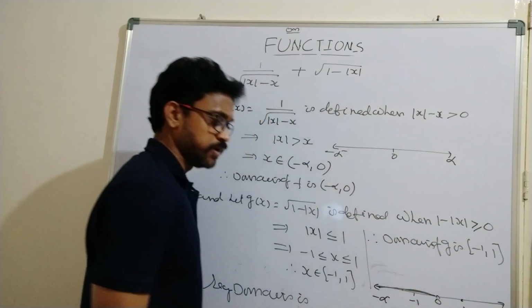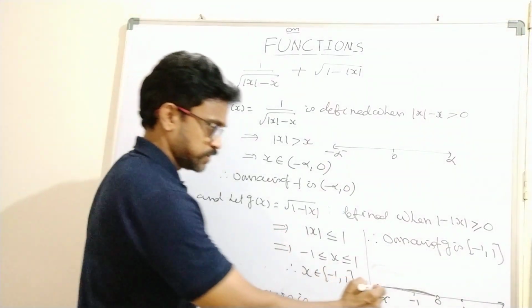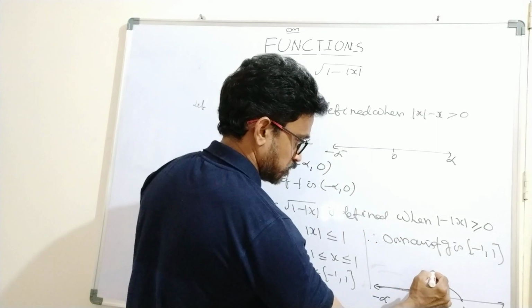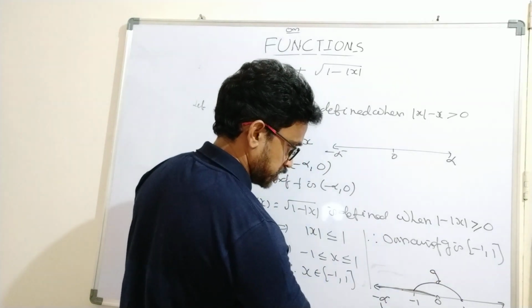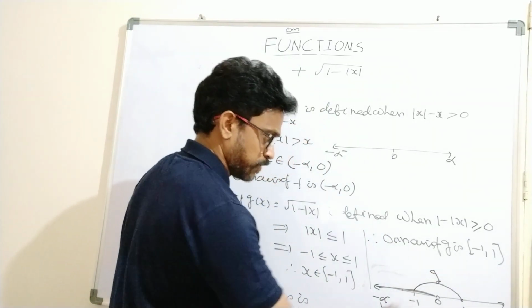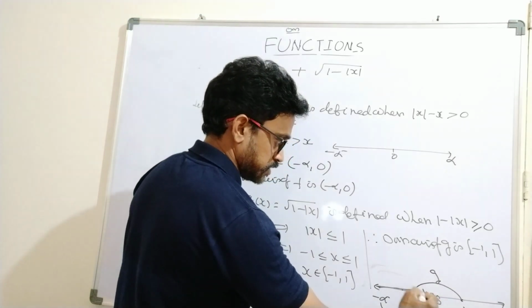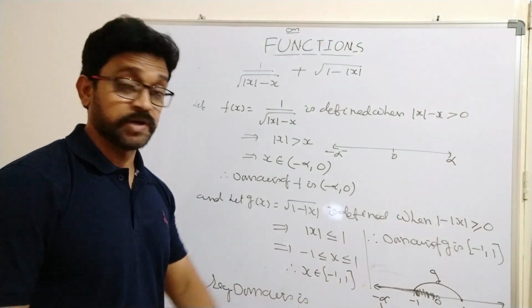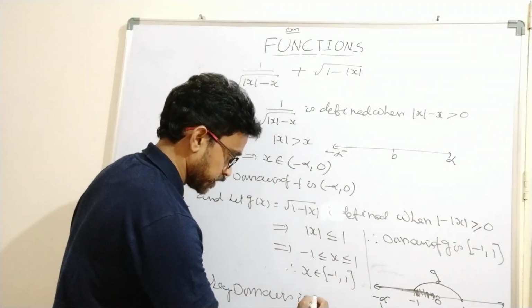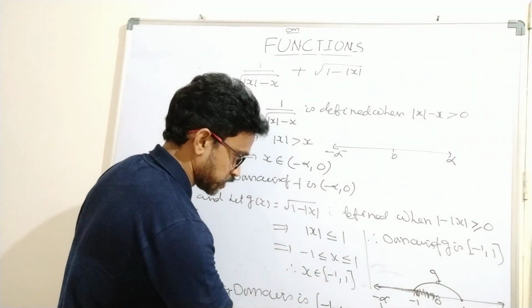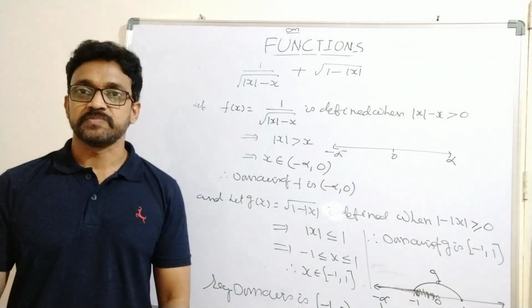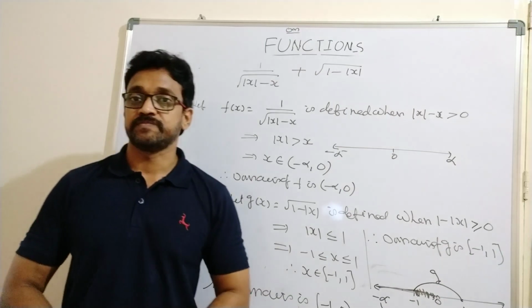Minus 1 is also included. What is the common part? This is the domain of g, and this is the domain of f. The common part is this one, this is the common region. Here 0 is not included, minus 1 is included. Therefore the domain of the given function is left closed, right open, minus 1 comma 0. This is the domain of the given function.